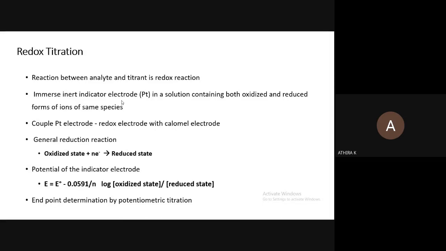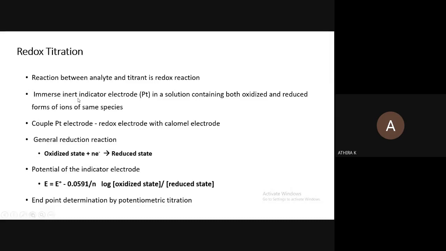Imagine you have a solution containing Fe2+ and Fe3+ ions, ions of the same species. Here Fe2+ is the reduced form, and Fe3+ is the oxidized form. So ions of the same species, ions of iron, Fe, are present in both oxidized and reduced forms, Fe3+ and Fe2+. So this step is clear, I think.